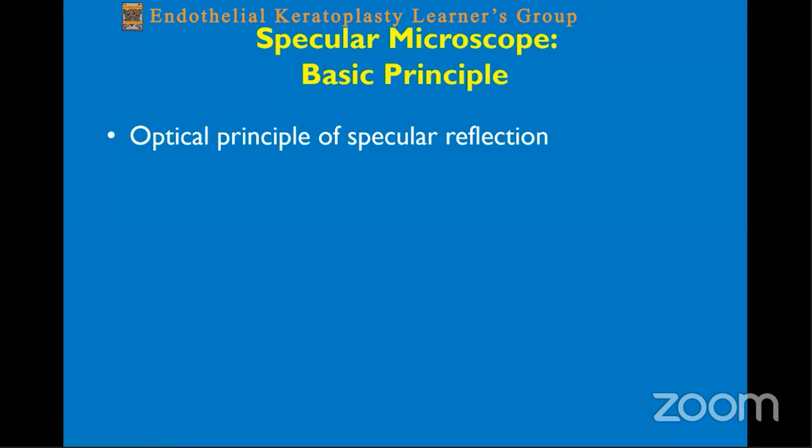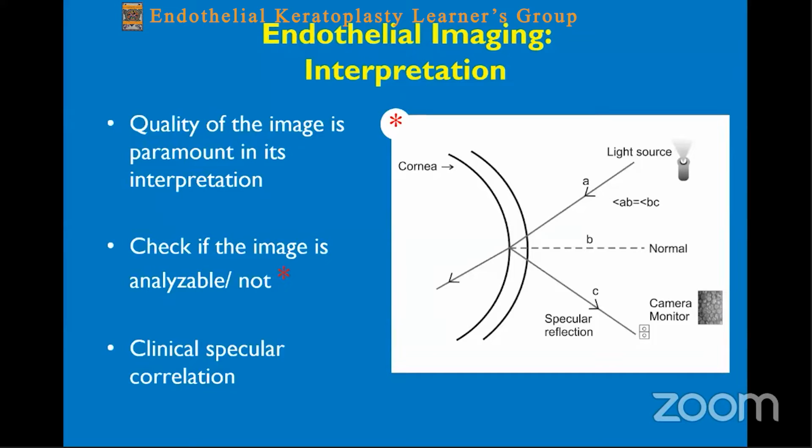Specular microscopy is based upon the optical principle of specular reflection. When we look at the interpretation of specular microscopy, we have to see whether the image is of interpretation quality, which means whether it is analyzable or not. This cartoon explains how specular imaging works. We have the light source, which falls upon the endothelial layer, followed by the camera, which shows the specular image or the mosaic of the endothelium.